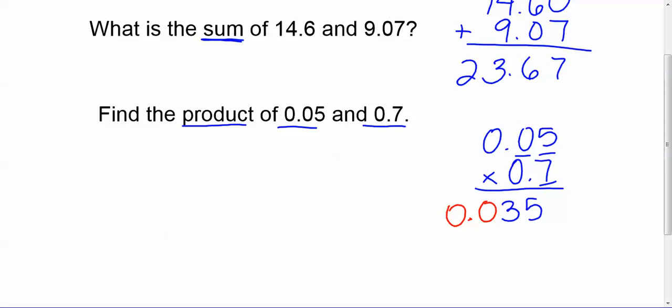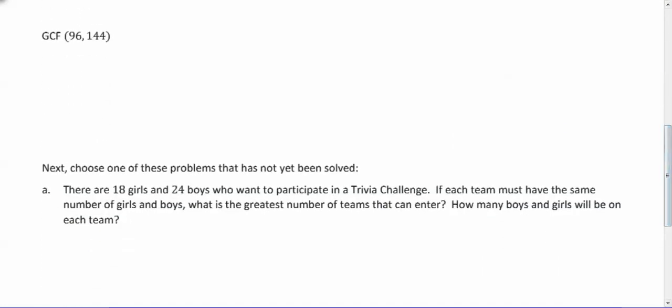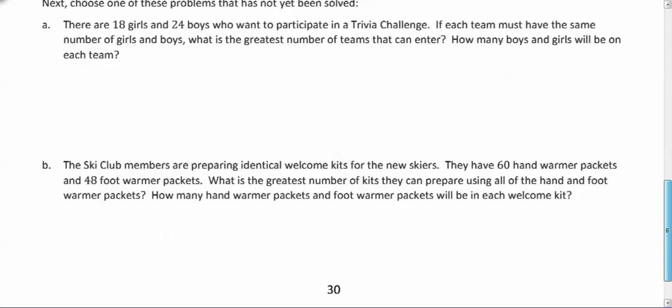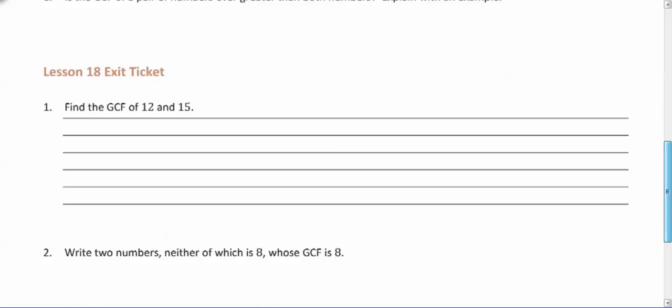Questions for me? All right, we're going to move on to some things here. We finished both of these problems, correct, on page 31? Yep. All right, and we did this one for homework, find the greatest common factor of 12 and 15. All right, good. Let's go over that really quickly.